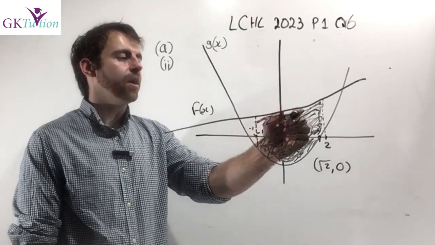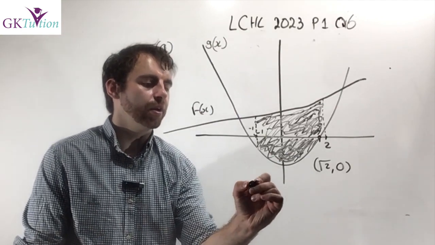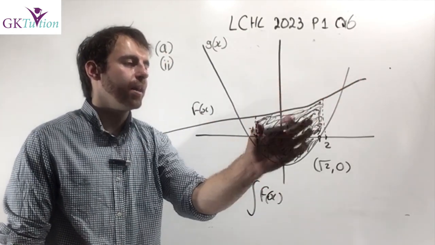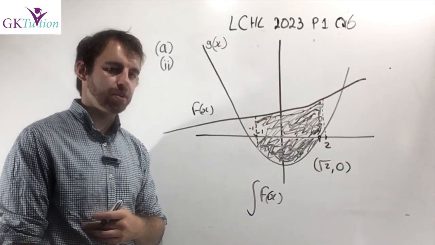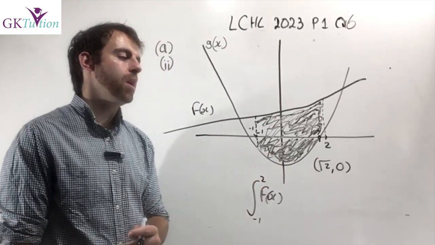To get the area of the shaded region above the x-axis, I'm obviously going to integrate f of x. f of x is the straight line, and if I get the area between the straight line and the x-axis, it's giving me this shaded region. And the limits I'm going to use, I'm going to go from -1 to 2.